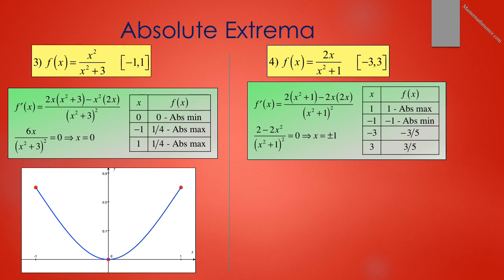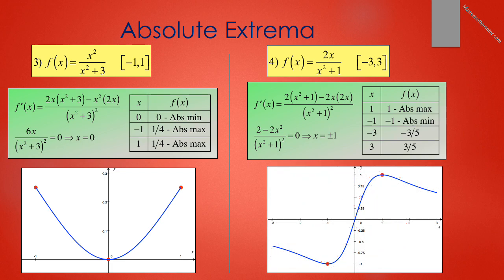So there are 4 locations for absolute extrema: x is equal to 1, -1, and the endpoints -3 and 3. At x is equal to 1, the value of the function is 1. At x is equal to -1, the value of the function is -1. And at x is equal to both -3 and 3, our answers are -3/5 and 3/5. So our absolute maximum is 1 at x is equal to 1, and our absolute minimum is -1 at x is equal to -1.